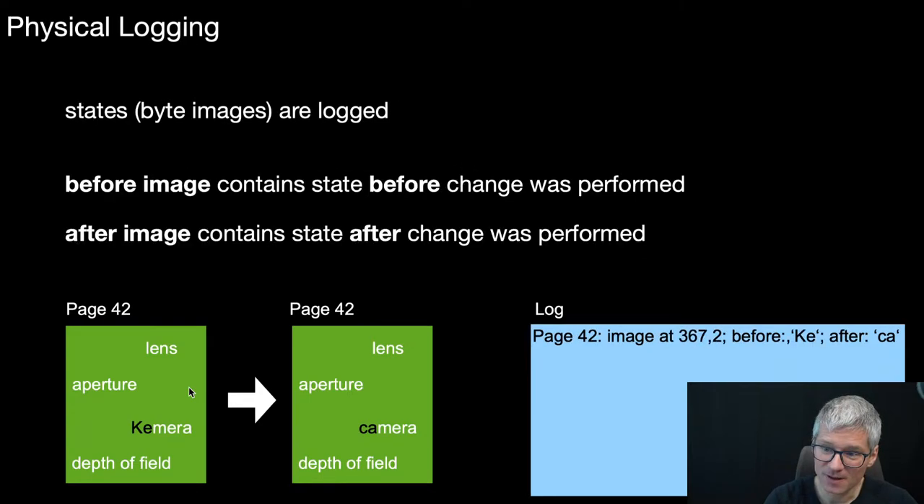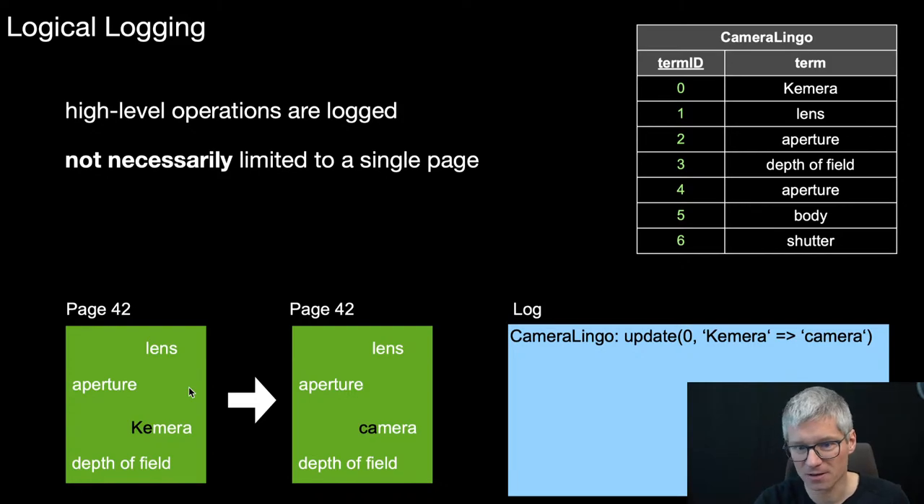The second is, so that's one extreme, and there's another extreme called logical logging. Logical logging doesn't care about the state as in the before or after image. Logical logging just looks at what the high level operation is that triggered that change in the first place. So for this scenario, assume that the data represents this table camera lingo with two attributes, and basically I did an update on the row with term ID 0, changing this string to the other string.